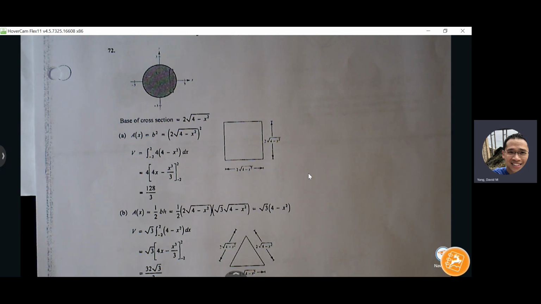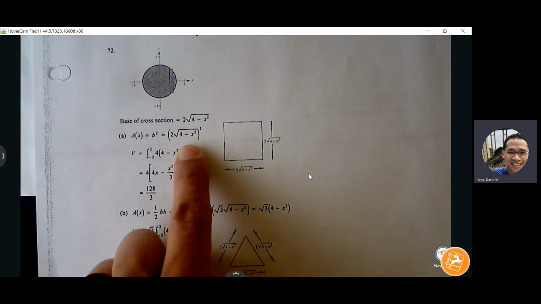So the top portion of the circle is the positive square root. The bottom of the circle is the negative square root. And if I subtract them, I get root 4 minus x squared minus a negative root 4 minus x squared. So that's how we get a base of cross section being 2 root 4 minus x squared. And once you have your base, then you find your bound from -2 to 2, and then you use the same information for different formulas.